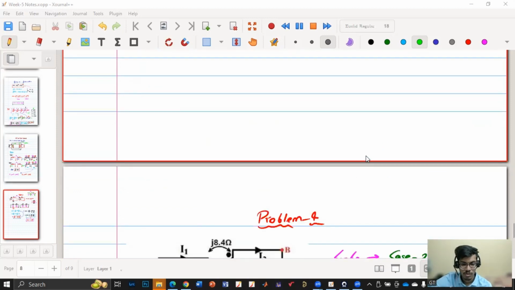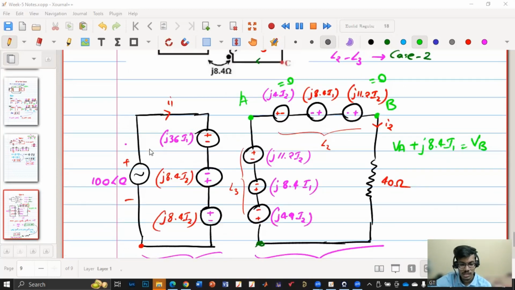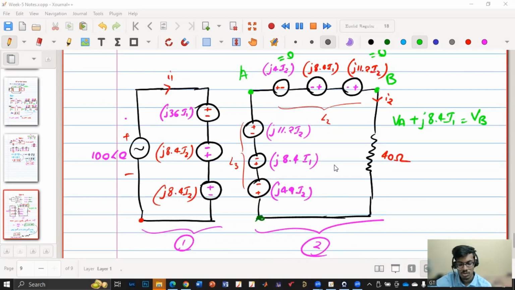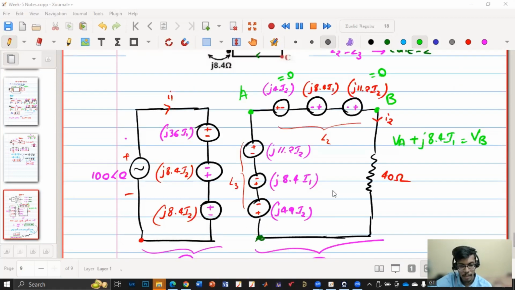Then we solved one previous year problem. For any question, first you identify whether it falls under case 1 or case 2. Then after understanding that, you draw the voltage sources with proper polarities. Only after doing this, you start writing the equation, else you will end up making mistakes. So just follow the exact procedure, then the probability of making mistakes will reduce. Then we applied KVL, KCL, and then we got I1 and I2.